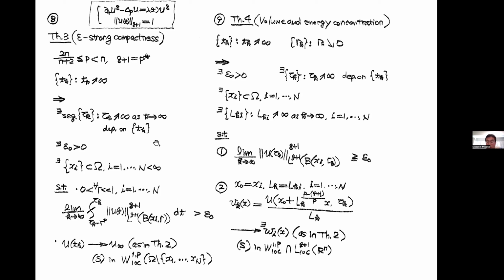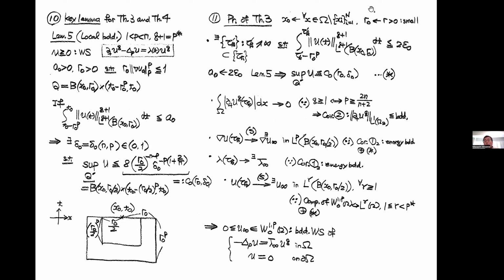Okay, I have five more minutes, so I try to explain the outline of Theorem 4 and Theorem 3. The proof of Theorem 3 and Theorem 4 is based on the so-called local boundedness of our solution of the flow.